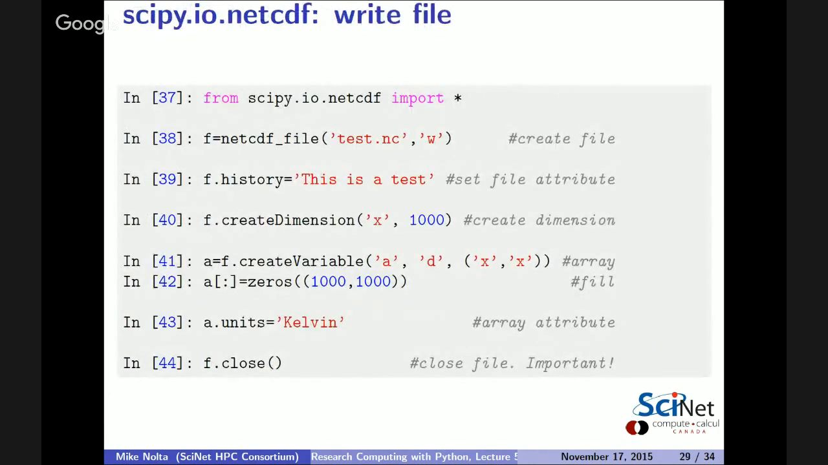And so let's go through how to create this in Python. Okay, so we're going to create a NetCDF 3 version. Instead of using open, we use NetCDF file to open a file. I can create a global attribute by just setting an attribute on the NetCDF file object. So f.hist, this line creates a global attribute history, and sets it to this value.